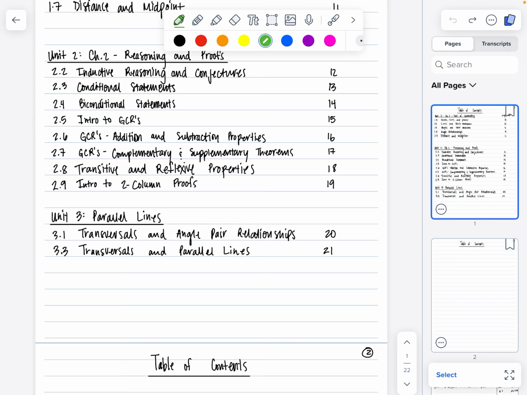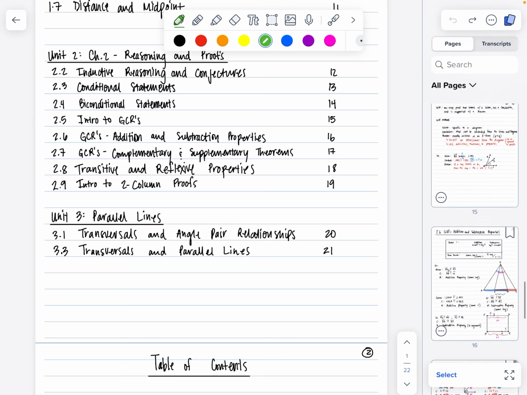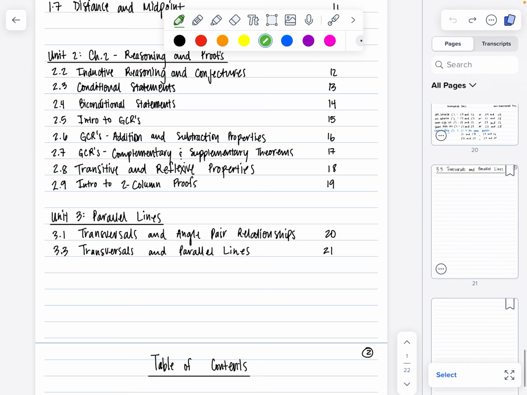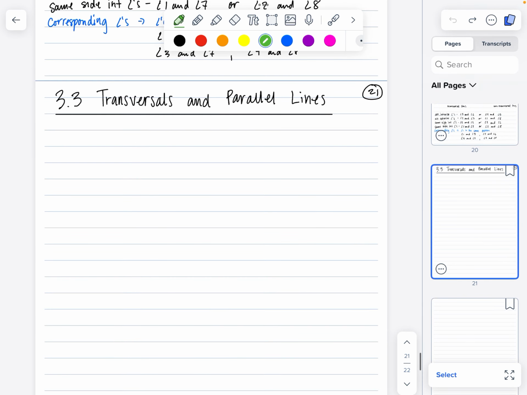Go ahead and get this down, pause the video if needed, as well as the title for your page. 3.3 Transversals and Parallel Lines. Notice we're skipping 3.2. It's just the order of our book, and that's perfectly fine. So, transversals and parallel lines.